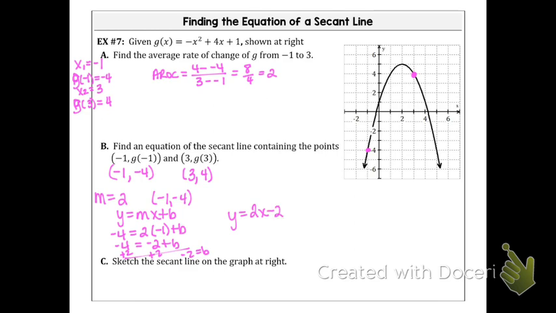And then C says to sketch the secant line. I already did those 2 points, and I just need to connect them with a straight line now. All right, not perfect. If it had been perfect, it would have gone exactly through that negative 2 right there, but it's close. So there's our secant line.